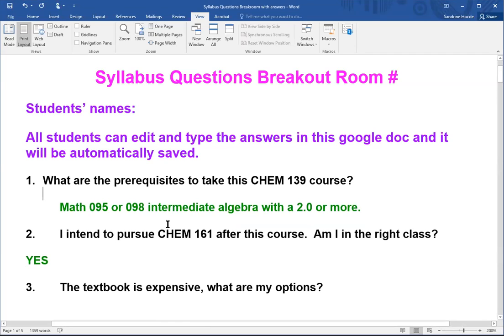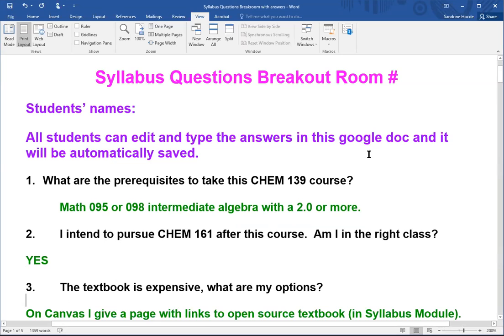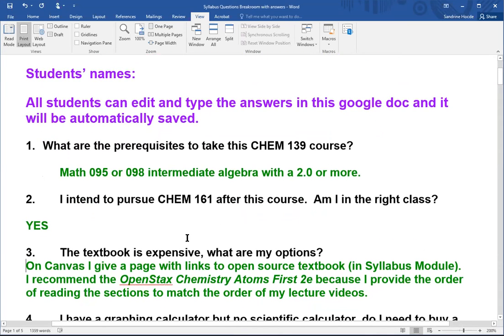Now, the textbook is expensive. What are my options? And some of you may have heard that already. The option, if the textbook is too expensive and you do not have financial aid, is to use what we call the open source textbooks. So when you go into the syllabus module in the Canvas homepage, you will have a page called links to open source textbooks. I have two textbooks there, but I recommend using the OpenStax Chemistry Atoms First Approach, second edition, because I provide the order of reading the sections to match the order of my lecture videos.